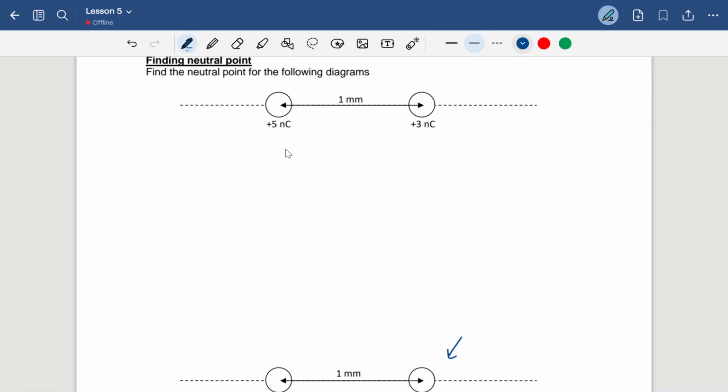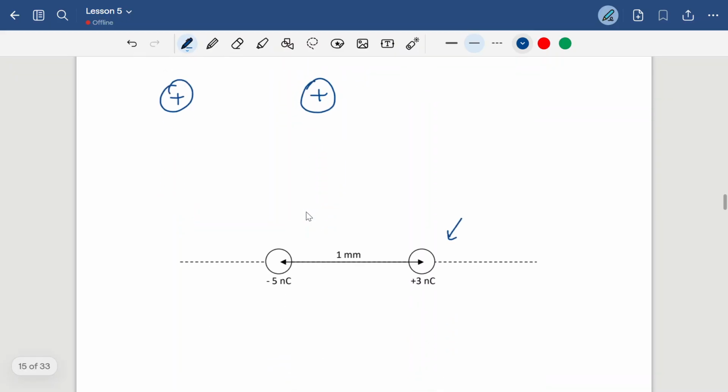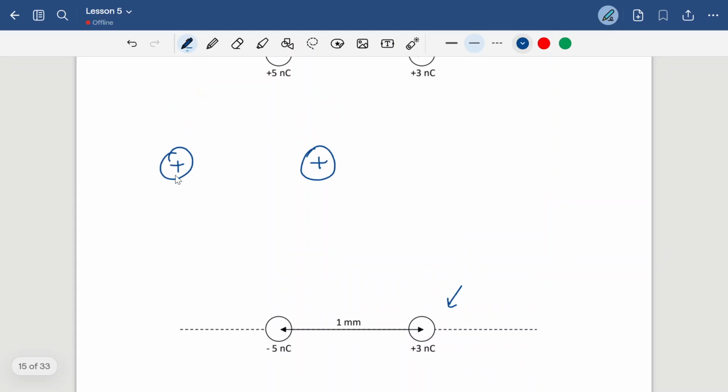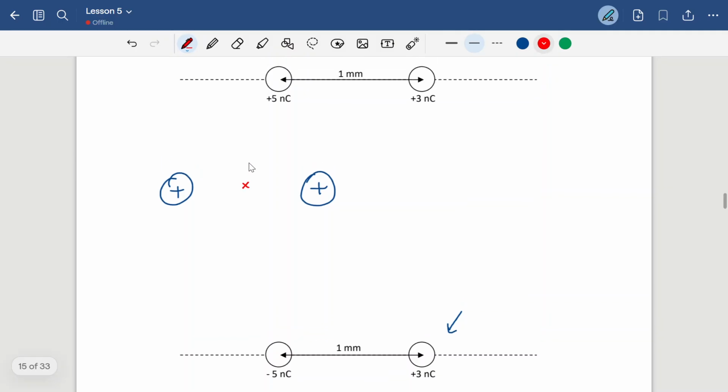How do you draw your field? O levels. When you have a plus and a plus, versus, in this case, a minus and a plus. Let's say the two charges are the same. When they are the same charge, let's say they have the same magnitude, you know that the neutral point is at the center. Now you know the neutral point. That's why they put X there.